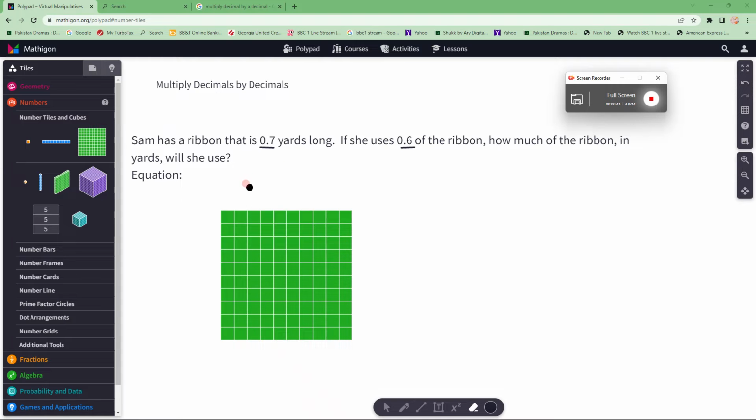Okay, so we have two parts here. The first part is we are trying to answer this question here, and also we're trying to find the equation. So now, whenever I look at the word problem, the very first thing that comes to my mind is what is given in the problem. And then my next step is what is the question in the problem. So the information given in the problem is she has a 7/10 yard long ribbon. And out of the 7/10 yards, she will use only 6/10 of the ribbon, right?